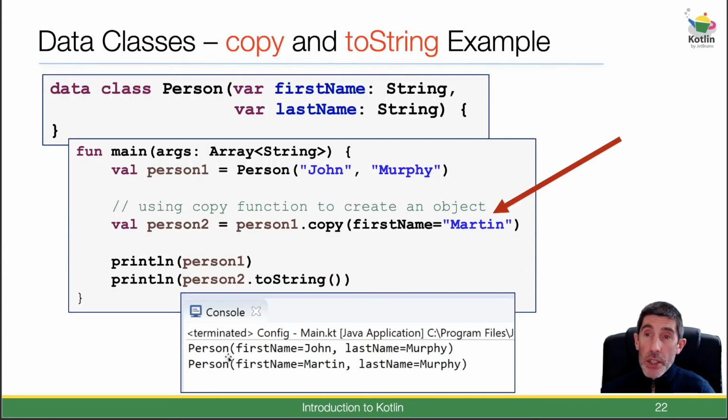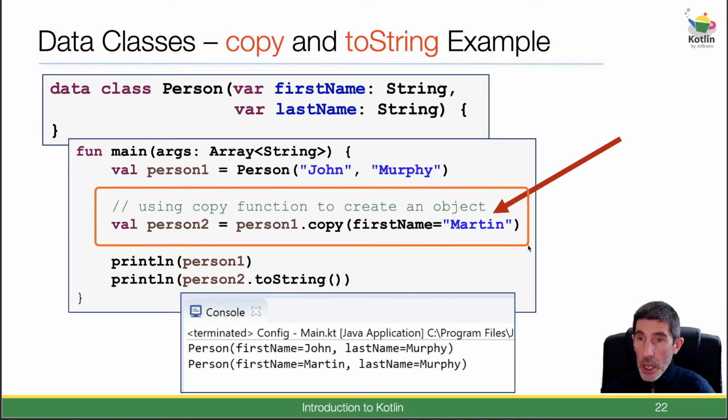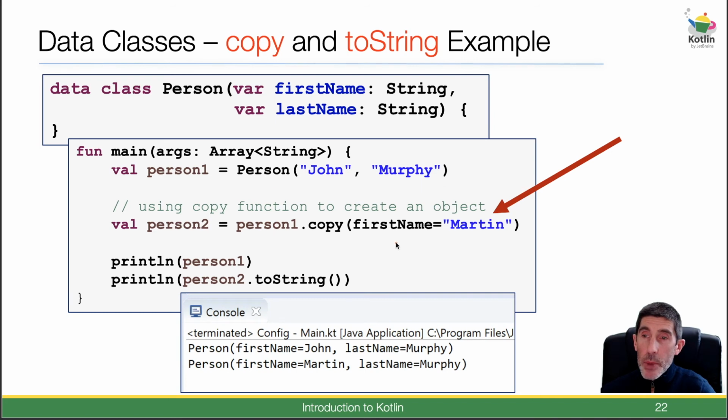Where we can use this, if you look at our copy and toString examples, there's our same declaration up the top, our data class Person with two properties, first name and last name. How we can use them, I'll highlight it there for you. Here we are saying val person2 is assigned person1.copy, and then we're saying first name is assigned Martin.